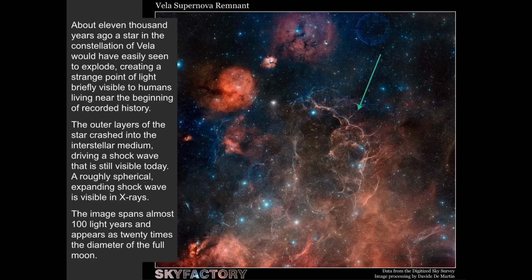And this image that we see spans almost about 100 light years, and this is about 20 times the diameter of the full moon. So this is a big composite image from the Digital Sky Survey, which is an amazing piece of work by David De Martin at Sky Factory. It's a fantastic piece of work.